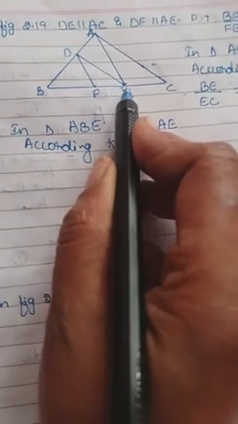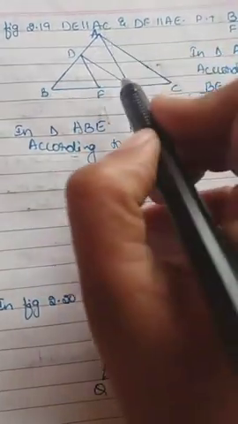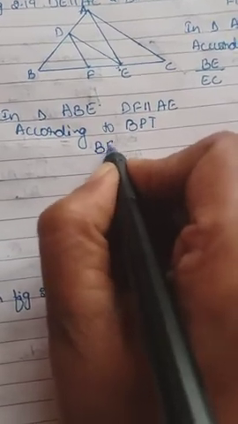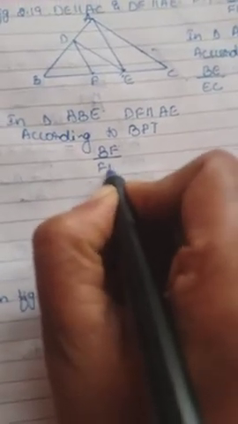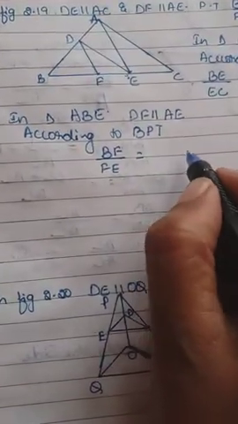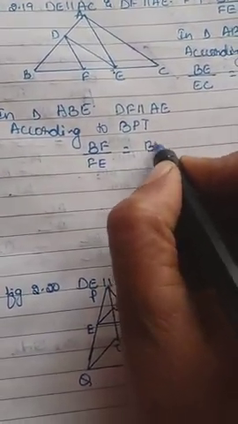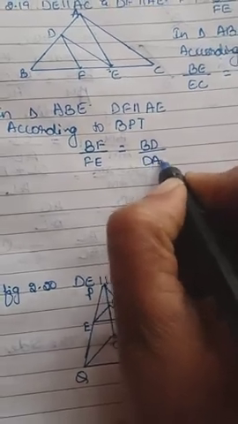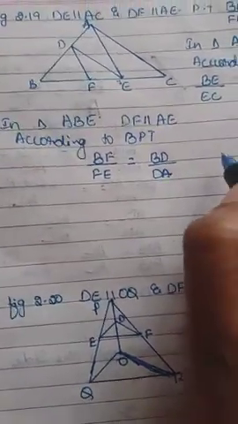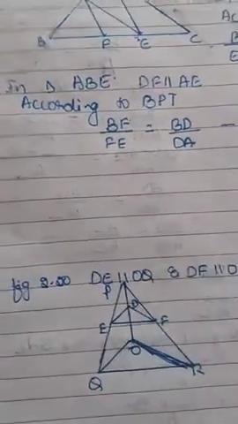So we can write BF divided by FE. Up to here only it will end, because ABE is the triangle. So BF divided by FE equals, here it will be same, that is BD divided by DA. Okay, BD divided by DA. Take this as equation 2.